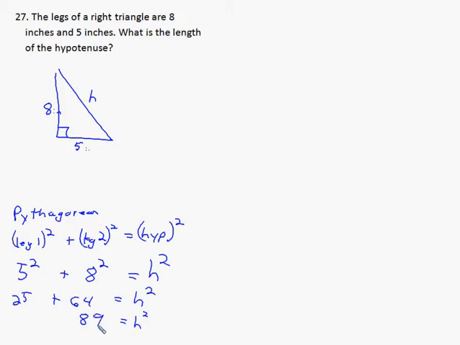And we want to take the square root of both sides to figure out what H is going to be equal to. And so if you get a calculator, you know it's going to be a little over 9 because the square root of 81 is 9. But we want the square root of 89. And the square root of 89 is about 9.4. So we would take the square root of both sides, and H is 9.4 inches. And that's how you use the Pythagorean theorem.